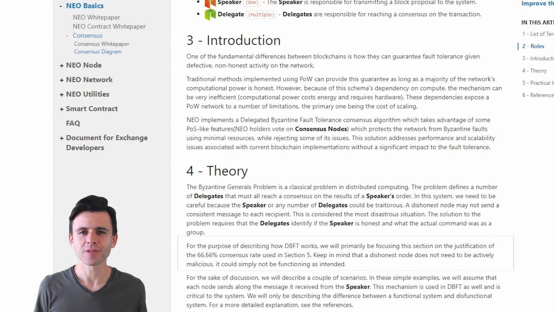In the NEO white paper, they're arguing that if you can get the consensus to 66.6%, or in other words, if 2/3 of all the generals agree, then you can actually eliminate the possibility of dishonest persuasion. So let's take a look at how the NEO network deals with a dishonest node being part of their consensus algorithm. And we'll do that by taking a look at a couple examples.